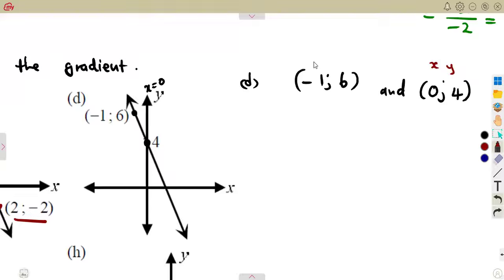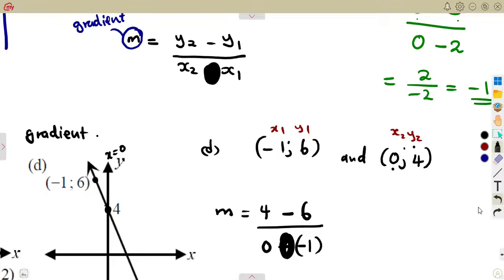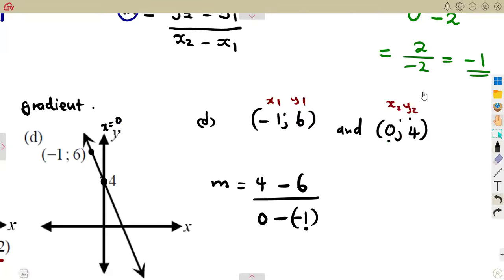Just like the previous case, we can find our gradient. You can write this as m, or you can write it as gradient. It's up to you. As you saw from our formula, we have y2 minus y1. So that's y2, which is 4, minus y1, that's 6, over x2, that's 0, minus x1, that's -1. So take note, that's 0 minus -1. The minus, it's on the formula.